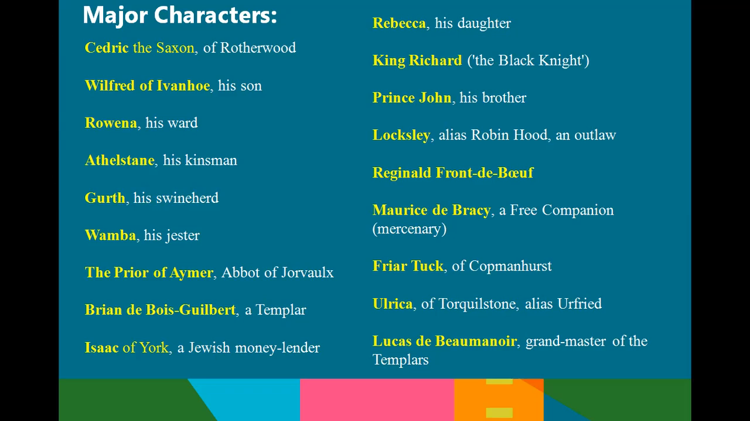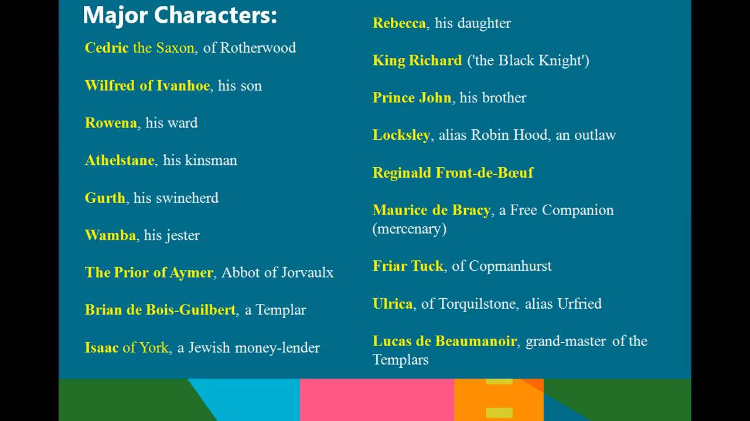The next character is Isaac of York. Isaac of York is a Jewish moneylender. This character is also cut after the pattern of Shylock in The Merchant of Venice, written by Shakespeare. A very stereotypical literary Jew, okay, who is greedy of wealth.